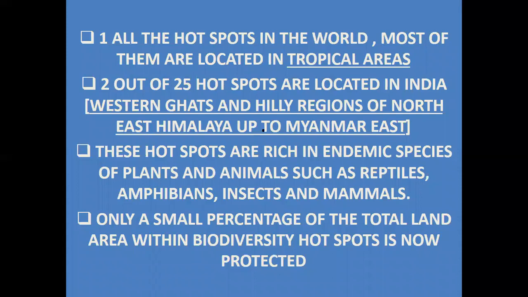Of all the hotspots in the world, most are located in tropical areas. Two out of 25 hotspots are located in India, that is the Western Ghats and the hilly regions of the Northeast Himalaya up to Myanmar East. These hotspots are rich in endemic species of plants and animals, such as reptiles, amphibians, insects, and mammals. Only a small percentage of the total land area within the biodiversity hotspots is now protected.